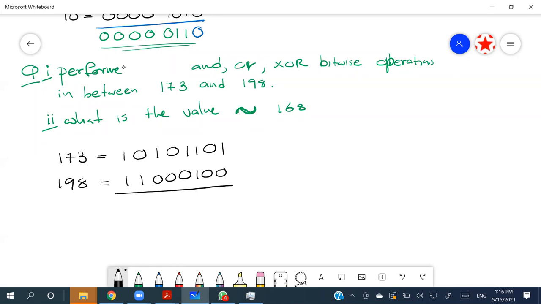So first I am doing the AND operation, so 173 and 198. It's going to be 1 into 0 is 0, 0 into 0 is 0, 1 into 1 is 1, 1 into 0 is 0, 0 into 0 is 0, 1 into 0 is 0, 0 into 1 is 0, 1 into 1 is 1.